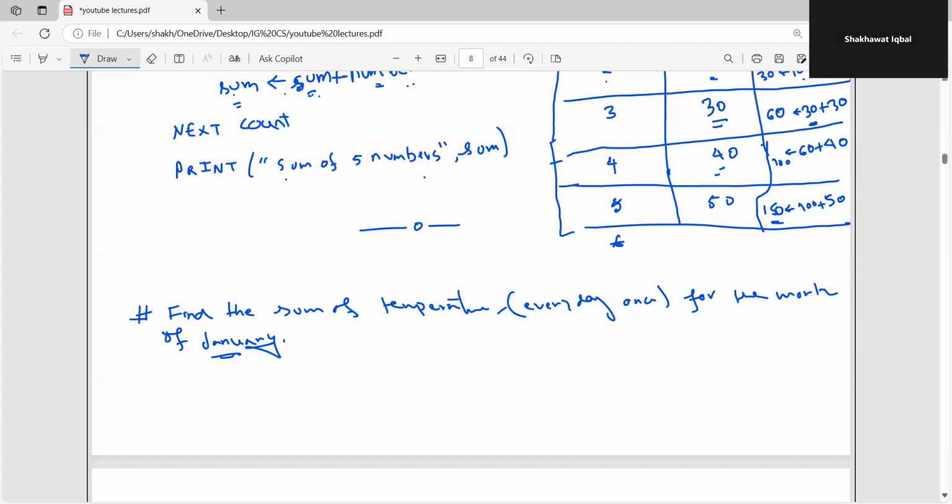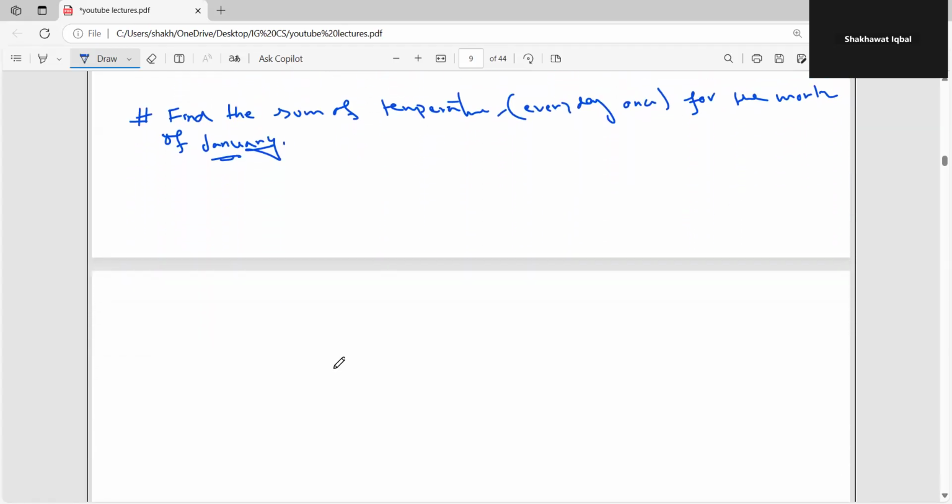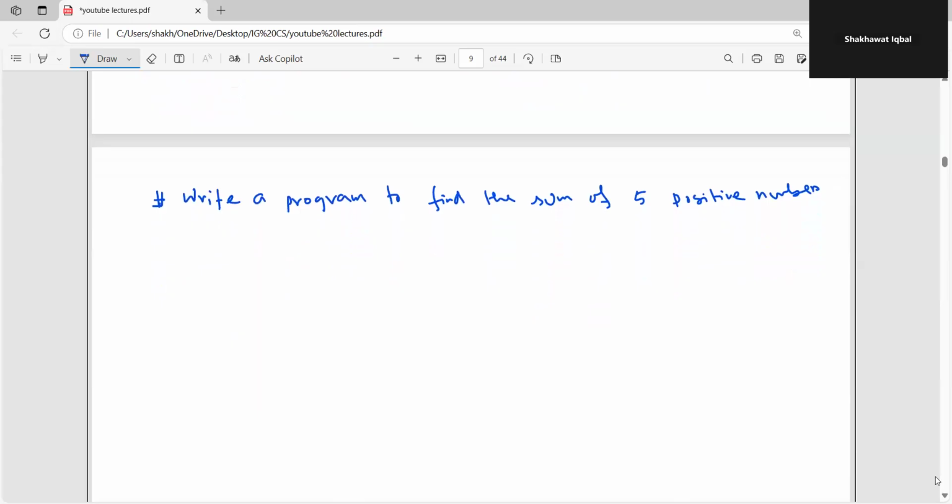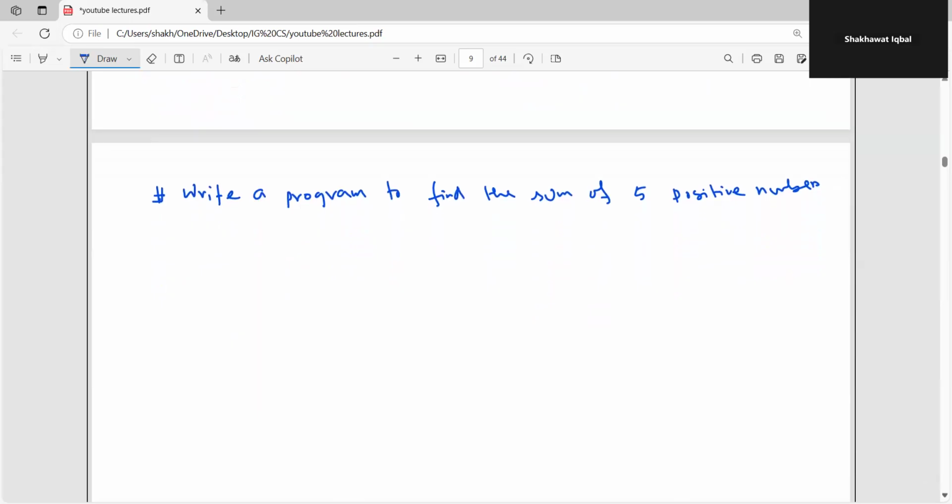Super. So next, what we're going to do here is we will do a conditional sum. Okay, write a program to find the sum of 5 positive number. Write a program to find the sum of 5 positive number.